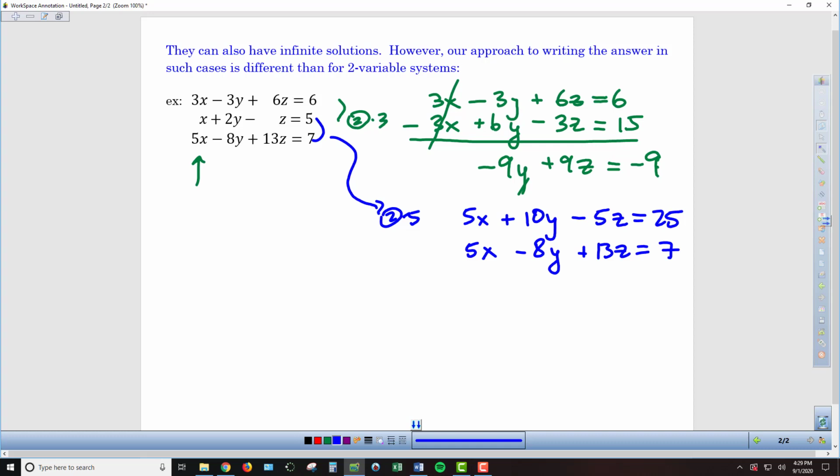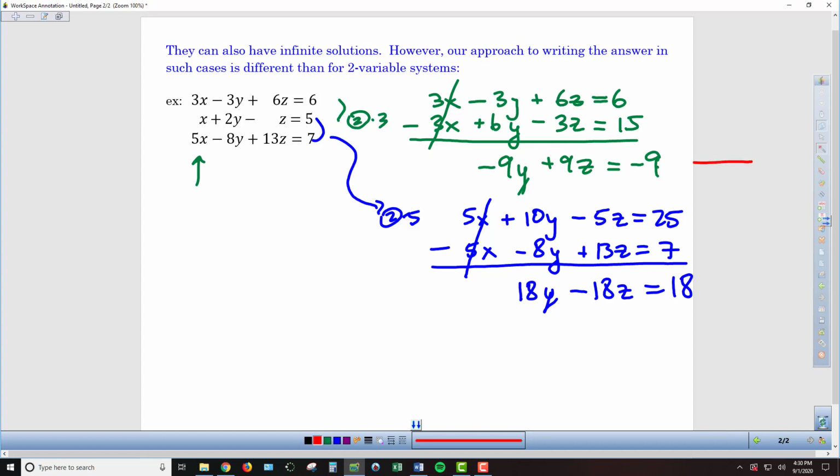And now once more I'm going to have to subtract these equations. And so if we subtract those, the x's go. 10 minus negative 8 becomes 10 plus 8, so we get 18y. Same thing with the subtraction once more. Negative 5 minus 13 is going to give us negative 18z, and then 25 minus 7 gives us 18.